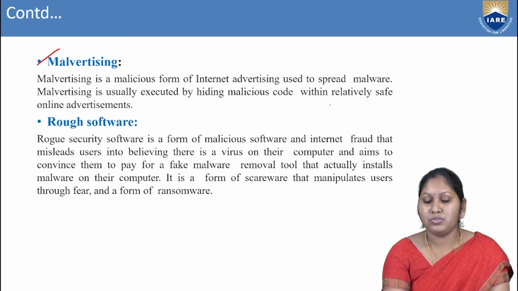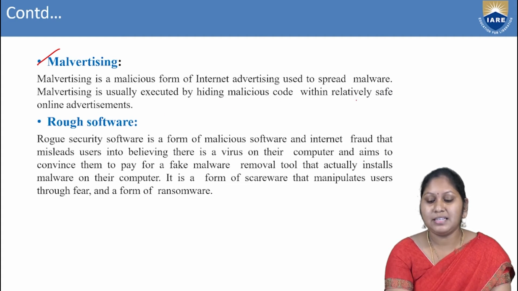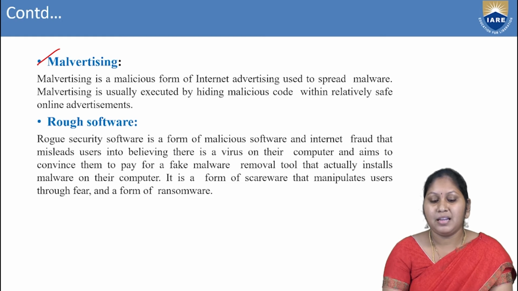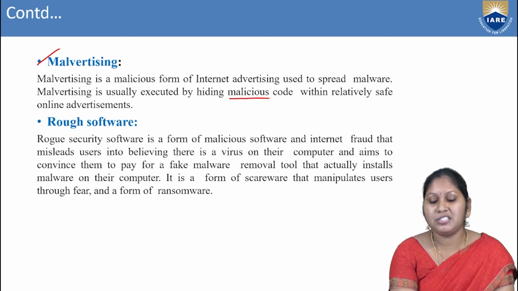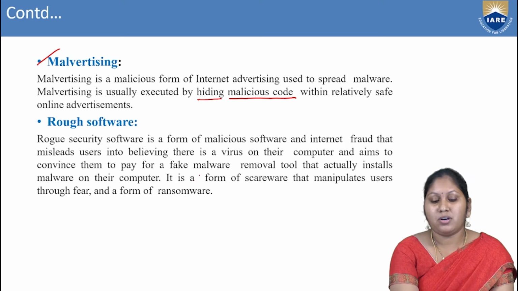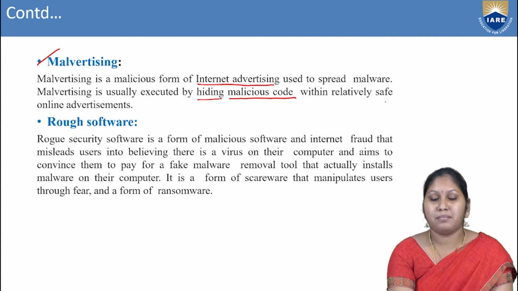used to spread malware. Malware is usually executed by hiding malicious code within relatively safe online advertisements. So if we open any website, we'll see some advertisements. If we click on that, some malicious code is downloaded into our system. That is the malicious form of internet advertisement. Here the malicious code is hiding inside the advertisement, so without the knowledge of the victim, it will be downloaded. Malvertising is a form of internet advertising used to spread malware.